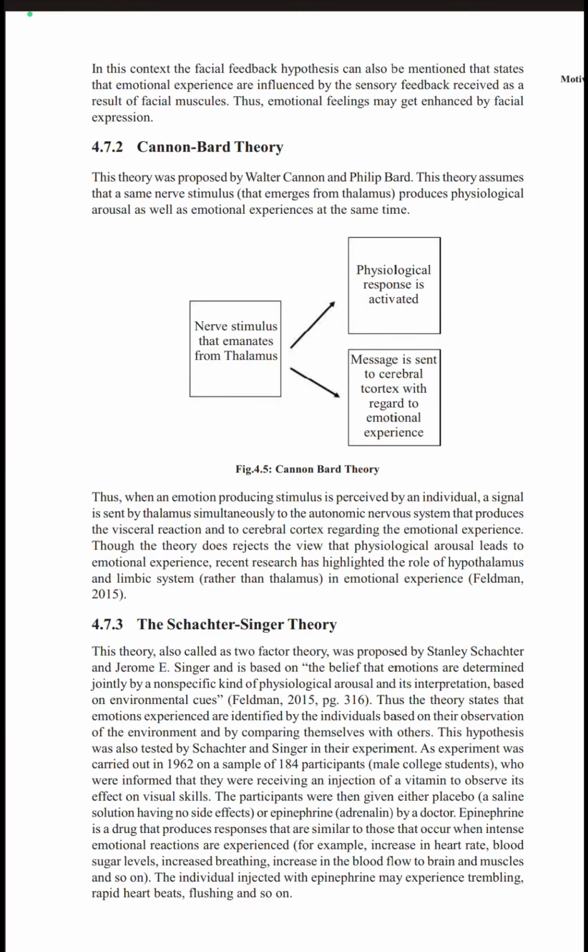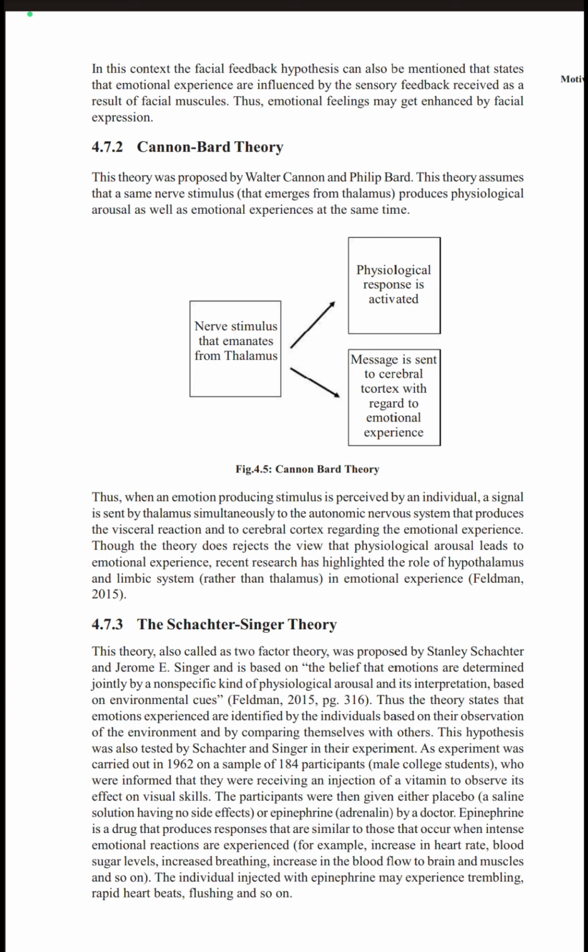So next is your Cannon-Bard theory. This theory assumes that the same nerve stimulus, like there's a particular kind of nerve and a kind of stimulation in that nerve, emerges from the thalamus. The thalamus is a gland inside our body, and it produces physiological arousal, which means bodily or physical arousal, as well as emotional experiences at the same time. So it's basically saying that physical changes and emotional arousal both happen at the same time. We feel the emotion and our body changes all at the same time, and they happen because they come from the same nerve, and this nerve is found in the thalamus.